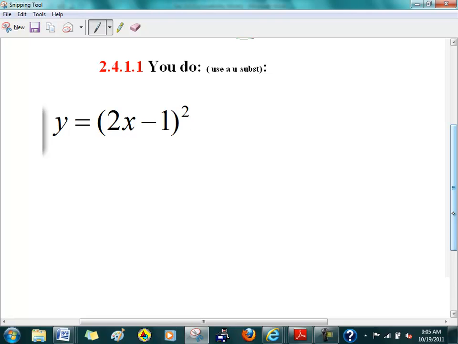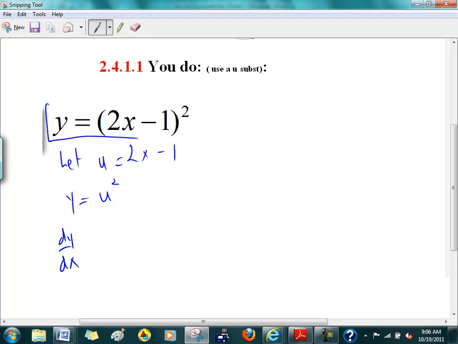So in order to do this, one of the techniques that I'll teach you is called U substitution, and this is the reason why you do that. This example may be too simple actually for the U substitution, but let's go ahead and do that. What I'm going to do is say let U equal 2x minus 1. So then y becomes U squared. Is everybody with me on that? Now notice that what I do want is dy by dx. That's my goal because y is a function of x, as you can see.